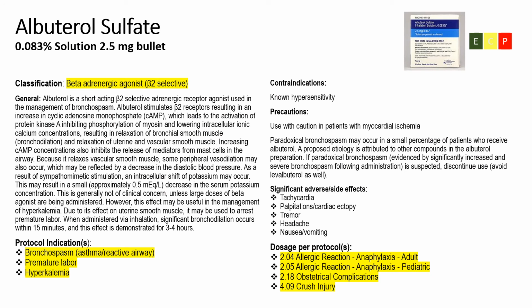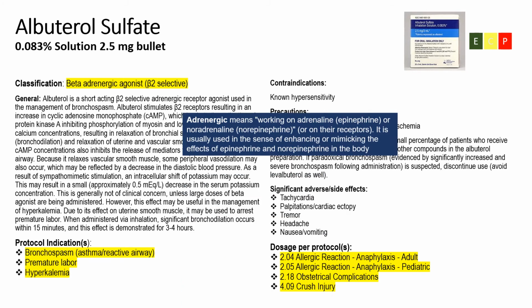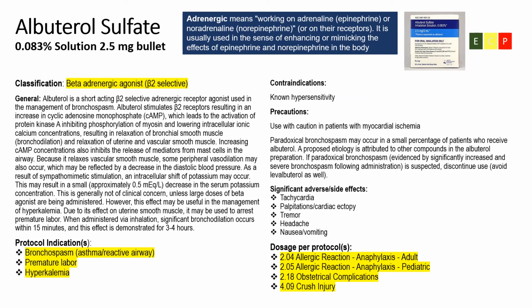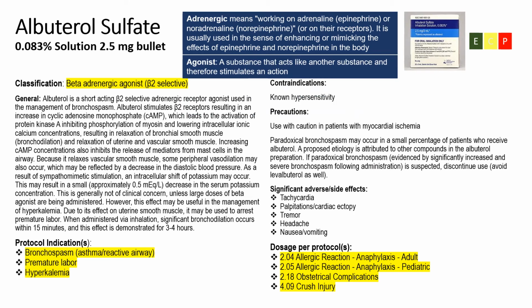Albuterol is a short-acting beta-2 selective adrenergic receptor agonist. It's used in the management of bronchospasm because it ultimately relaxes bronchial smooth muscle. It also has other uses such as premature labor and hyperkalemia. When we think of the term beta adrenergic agonist, adrenergic means working on adrenaline, which is epinephrine, or noradrenaline, norepinephrine, or their receptors. It usually is used in the sense of enhancing or mimicking the effects of epinephrine and norepinephrine in the body. And the term agonist means a substance that acts like another substance and therefore stimulates an action.